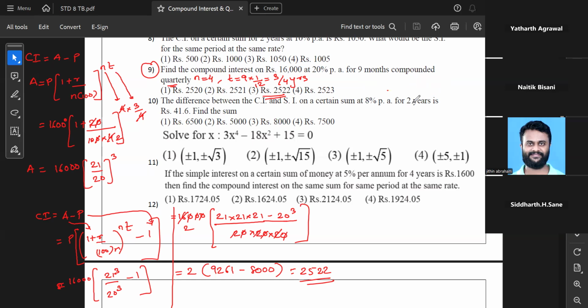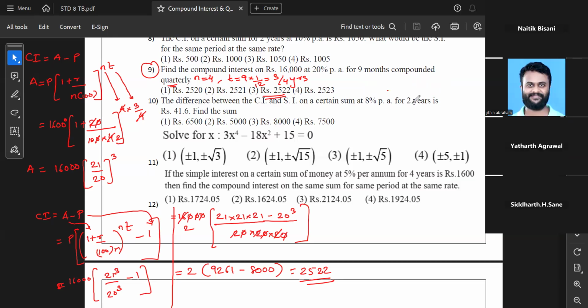I'll solve with one more method. Don't worry. Yatharth, you can put your hands down. Tell me what's your query. Sir, if in the power it was larger than a year, like 1 year 2 months was the time, it would be in fraction and we couldn't cancel it throughout. So the power would be in fraction. How could we solve this question?